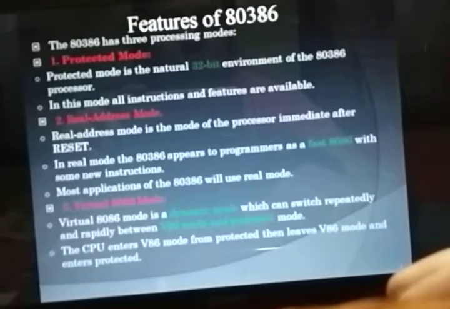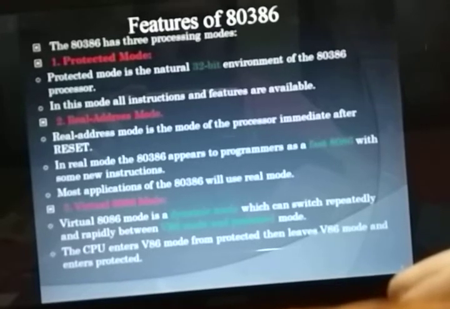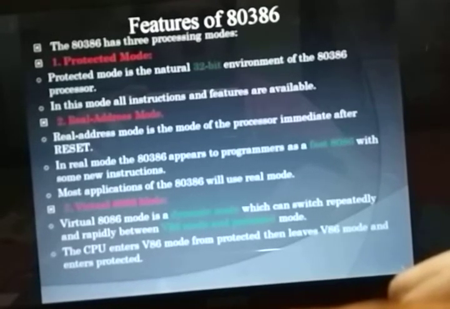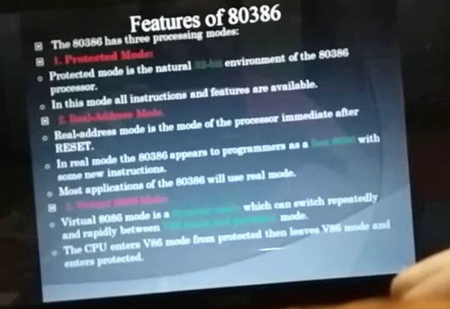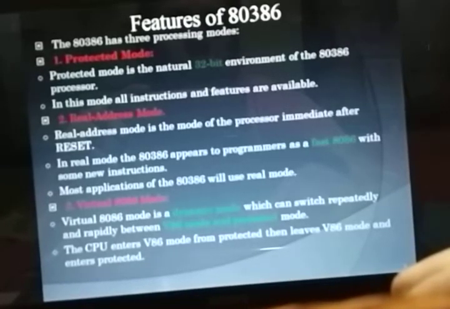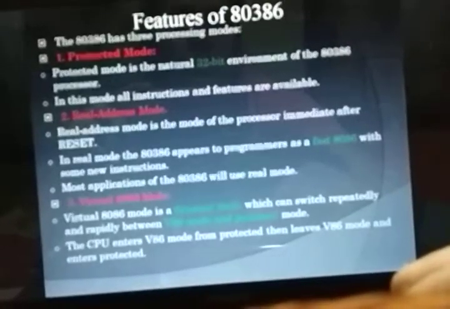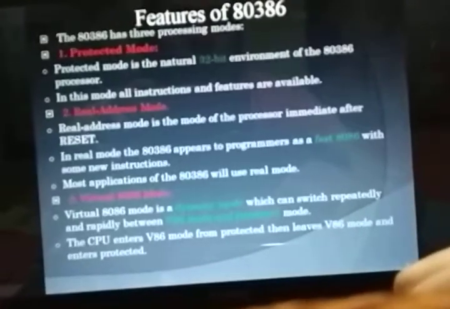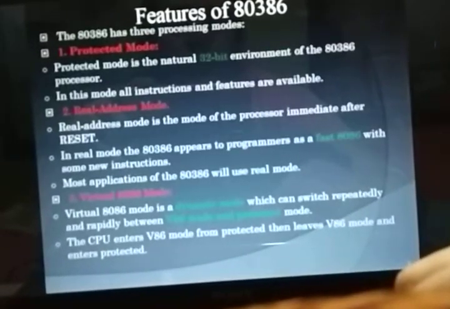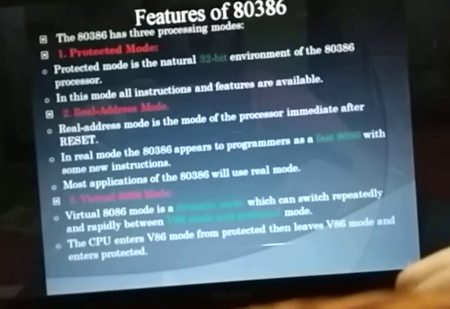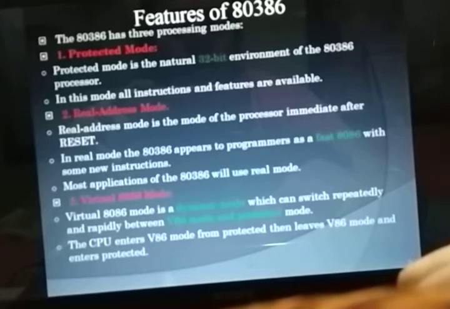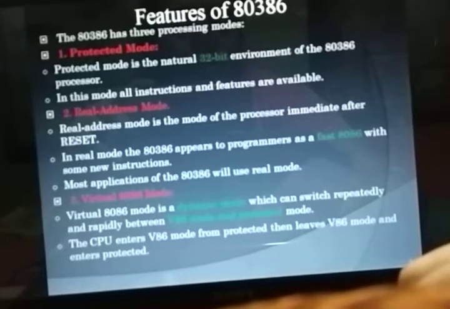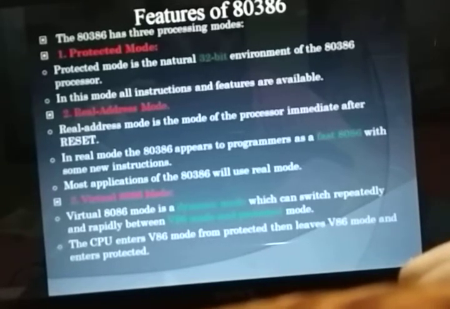But whenever your processor comes into protected mode, at that time it utilizes all the features of the 80386. Whenever the processor comes into operating system mode, this is your protected mode feature. In this mode, you can utilize multitasking, paging mechanism, protection features, etc. So this is the difference between real addressing mode and protected mode. In real addressing mode, you cannot utilize all the features. That's why the 80386 real mode is equal to 8086 mode.